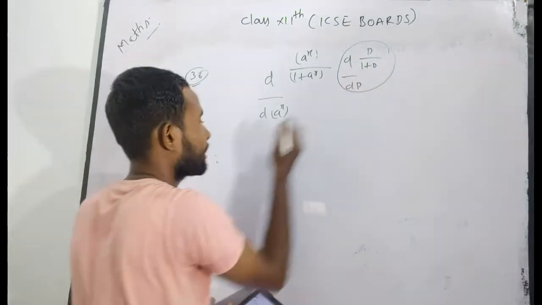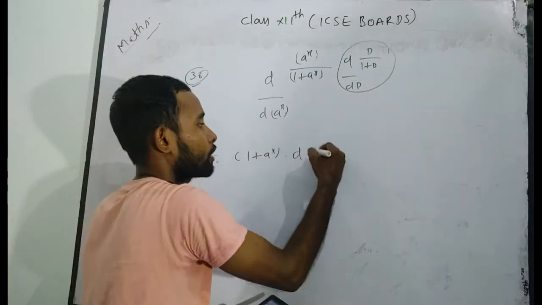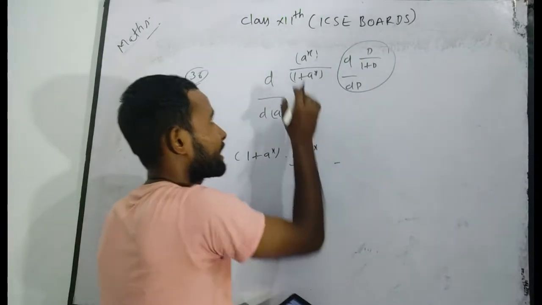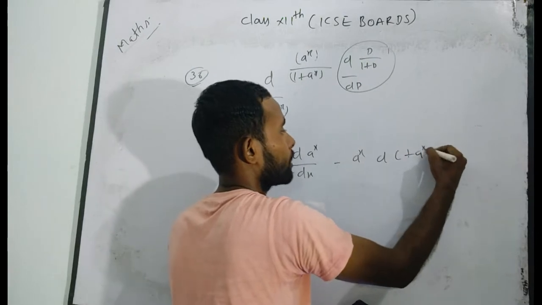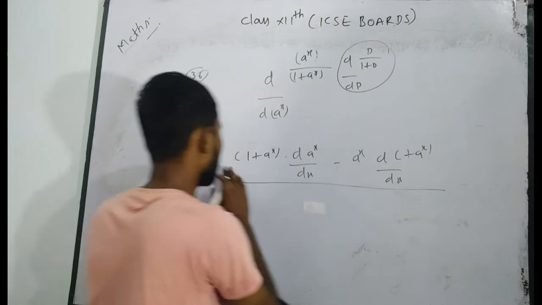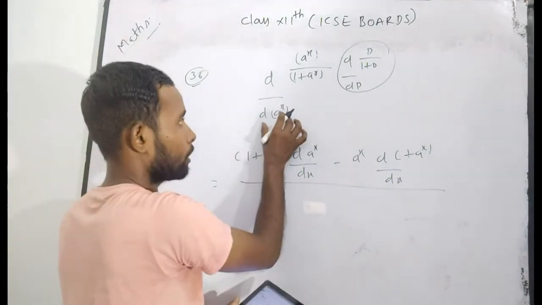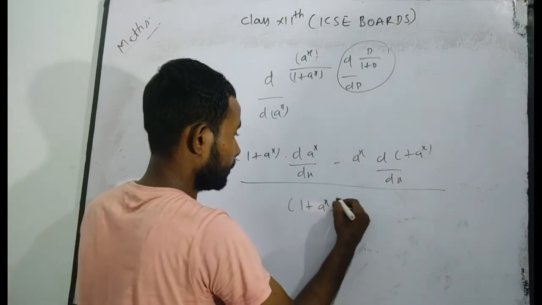First, you take 1 plus p out of it, that means 1 plus a to the power x, and differentiate a to the power x with respect to x. Minus, again take a to the power x out of it, and differentiate 1 plus a to the power x with respect to x, divided by the whole square of the denominator.